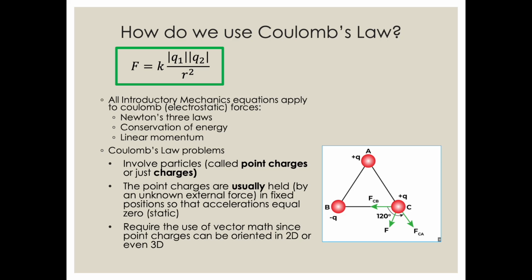Since particles can be oriented on 2 or even 3 axes, we need to understand and employ vector math to solve many of these problems. So it's important to brush up on trigonometry and vector math and to know how to find magnitude and angle of a vector given the i, j, and k components along each axis, and vice versa. Also, it's important to know how to project vectors along different axes using cosines.